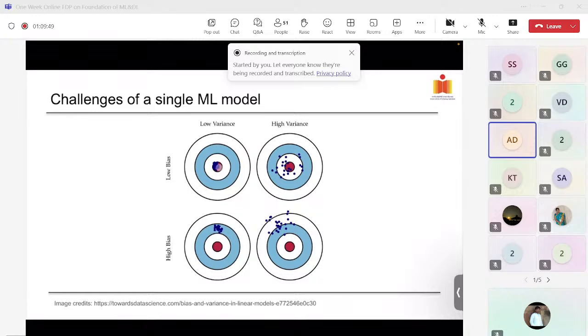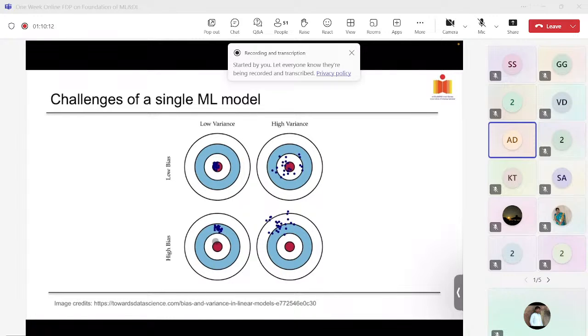It means the model is giving very good test and training accuracy. But sometimes you also end up in other scenarios where there's a lot of variance, but the bias is still low. You're still around this red point, and once in a while you come closer to the red point, but a lot of times you're going around it. This is high variance, low bias.